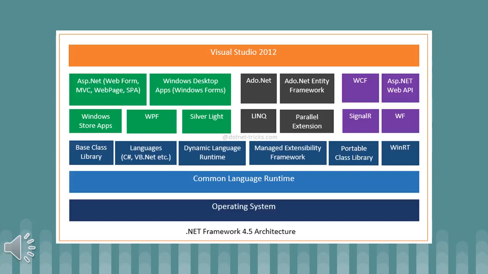ADO.NET Entity Framework. This is used to query and store data into relational databases, like SQL Server, Oracle, DB2 etc., in ORM fashion. Parallel Extension. This allows you to distribute your code across multiple processors to take advantage of the hardware. WCF. This is used for building and developing services based on WS standards.